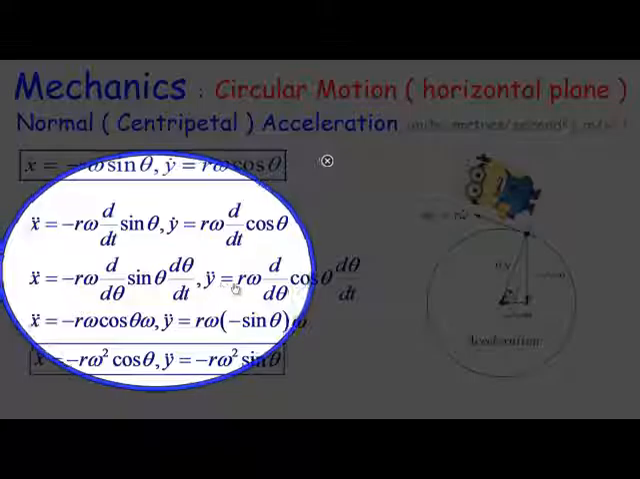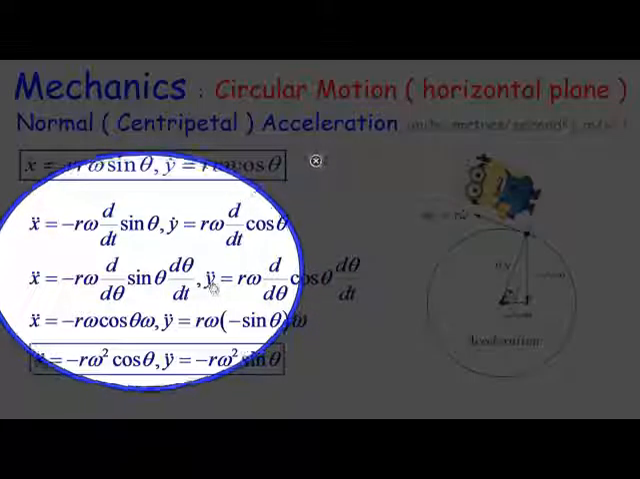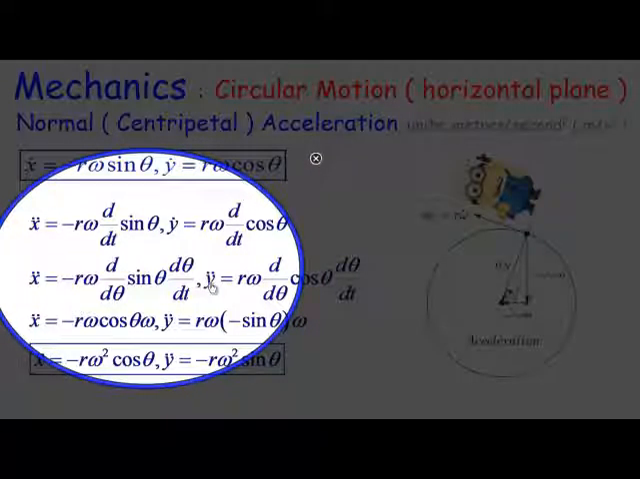X double dot is going to be d minus r omega, because they're both constant for uniform circular motion. Then we get d theta of sine theta, which, as you know, is just cos theta by d theta dt, which is another omega. And this is why we get the omega squared coming into this.